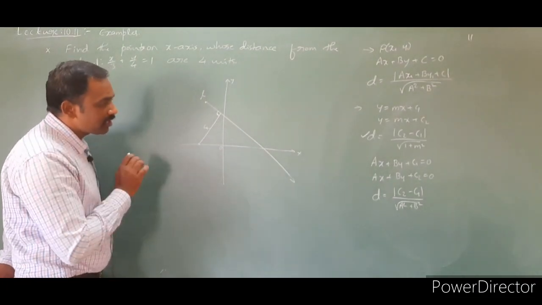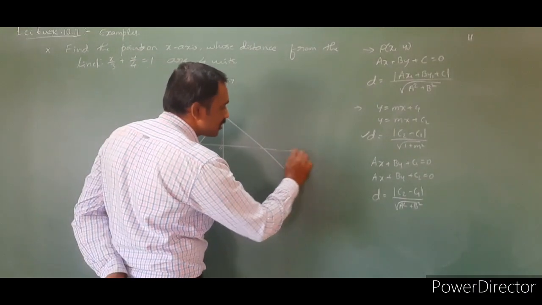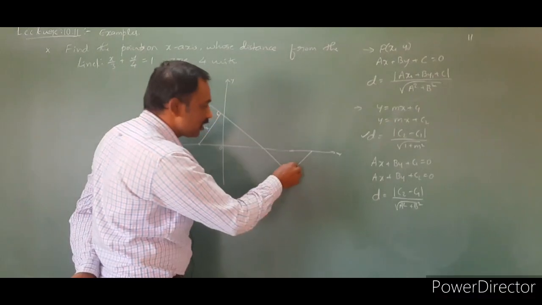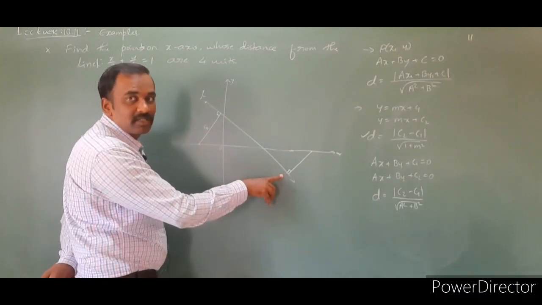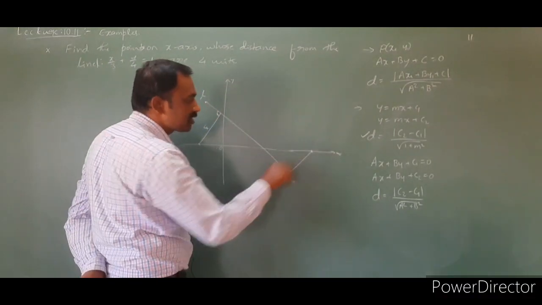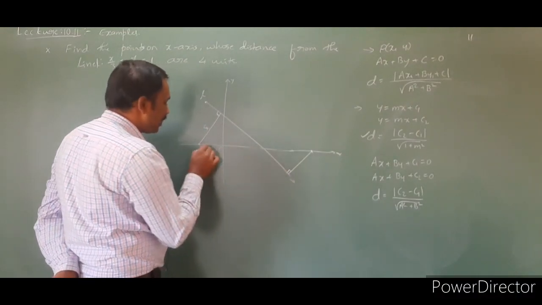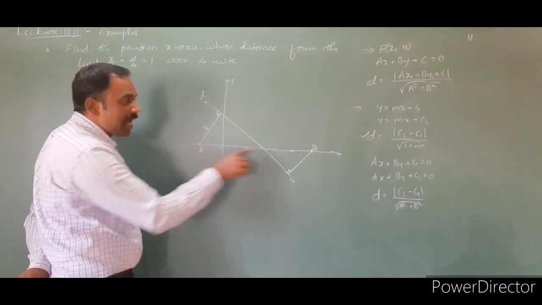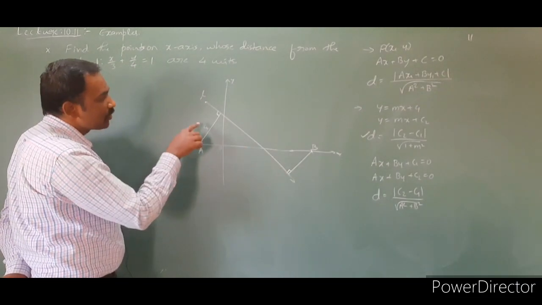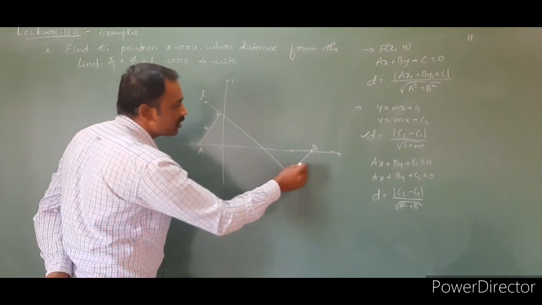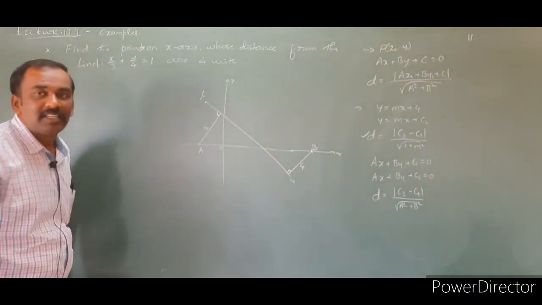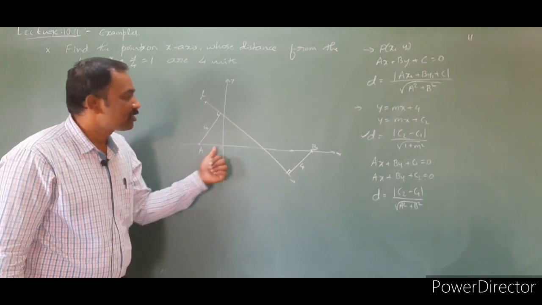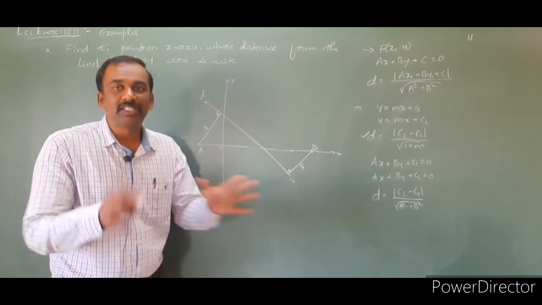Is that the only possibility? No, one more possibility is there if we extend this line to the x axis. This perpendicular should be there to the given line. Here is one point, which I just call A, and this point I call B. A and B are the 2 points which have a 4 unit distance from the line. A and B lie on the x axis.